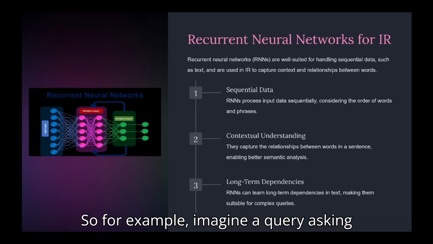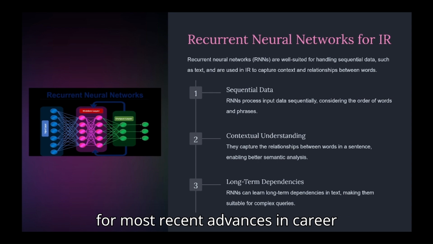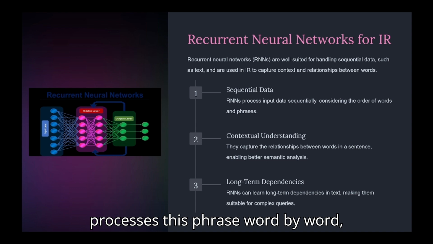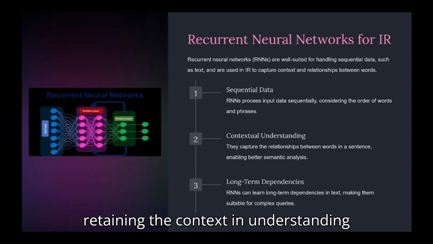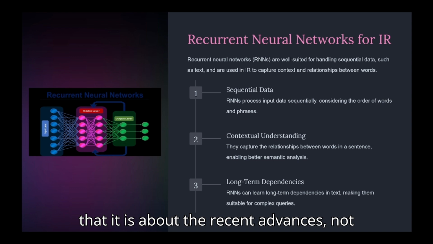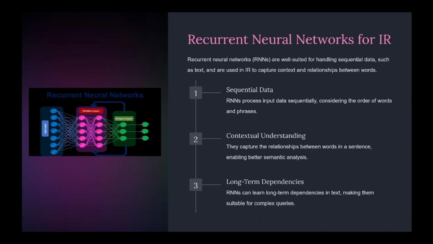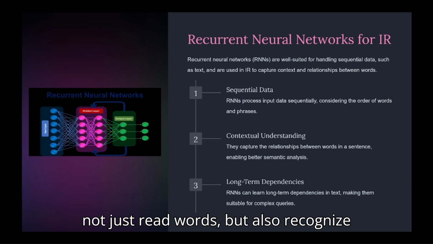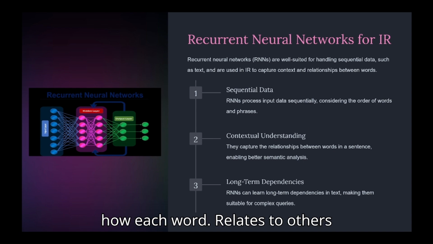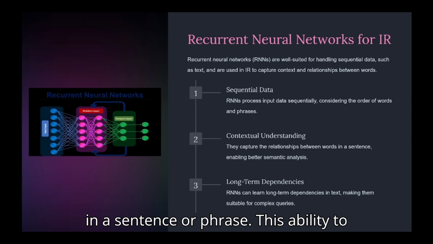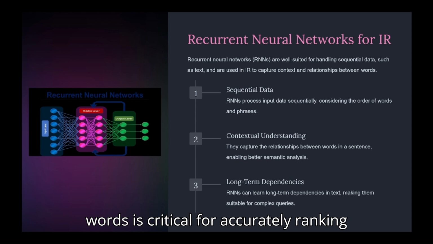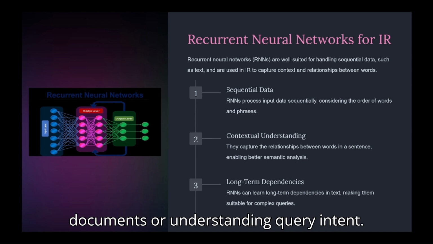For example, imagine a query asking for most recent advances in cancer treatment. An RNN processes this phrase word by word, retaining the context and understanding that it's about the recent advances, not just the treatment in isolation. So, the RNNs enable deeper contextual understanding because they don't just read words but also recognize how each word relates to others in a sentence or phrase. This ability to understand complex relationships between words is critical for accurately ranking documents or understanding query intent.